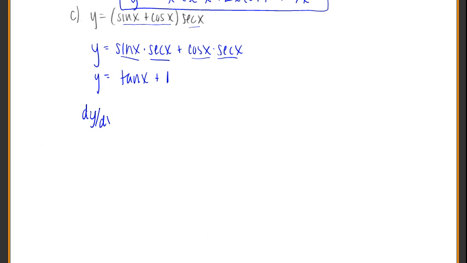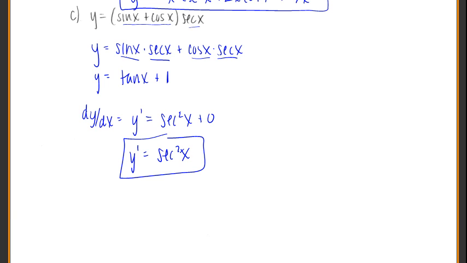So dy dx, or y prime, is going to be the derivative of tangent, which is secant squared x, and the derivative of 1, which is 0. So we can write this as just secant squared x and call part C finished.